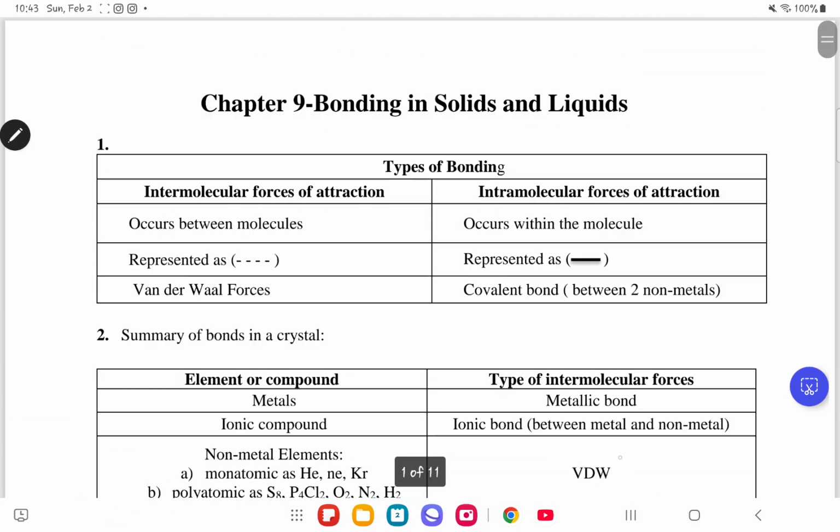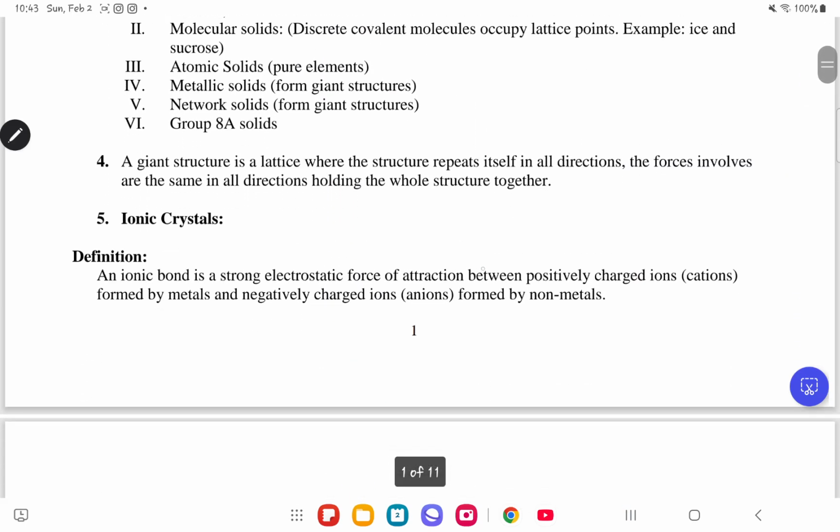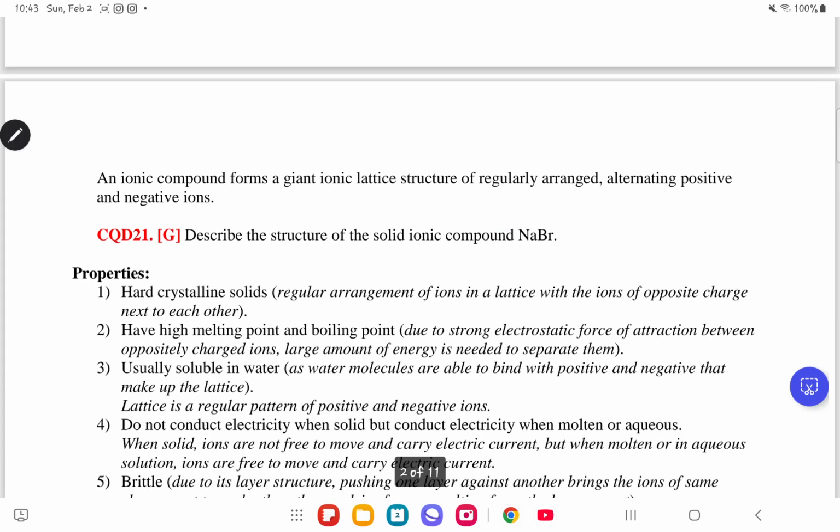So today I'll be solving only the questions of CQD chapter 9. Okay, this is the notes. So we'll start with CQD 21 grid. Describe the structure of the solid ionic compound NaBr.